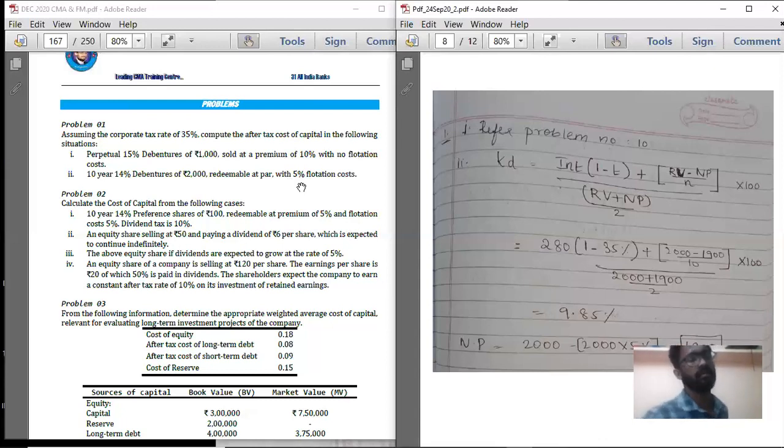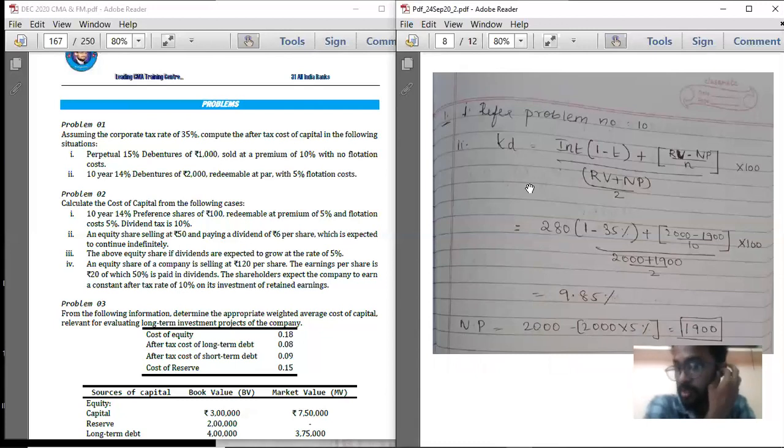So we have found that it is redeemable debentures. What is the formula for redeemable debentures? Interest into 1 minus tax rate plus within bracket redemption value minus net profits divided by n, whole divided by redemption value plus net profits divided by 2, into 100. That is the formula for redeemable debentures. So now we should apply this formula, then you should calculate the after tax cost of debt.